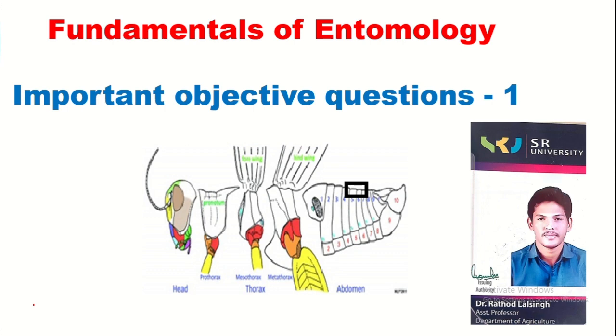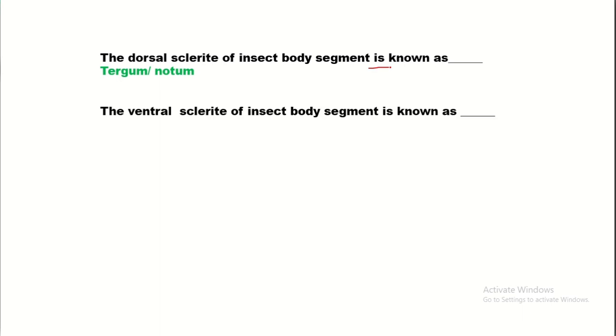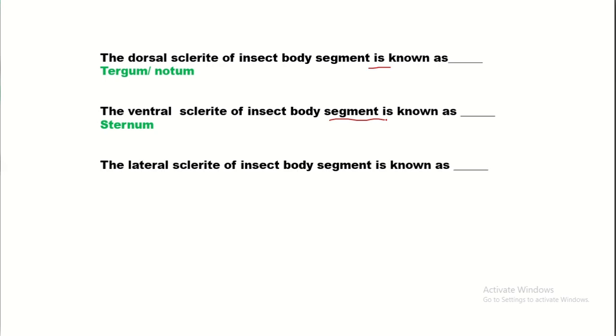The first question is: the dorsal sclerite of insect body segment is known as tergum or notum. The ventral sclerite of insect body segment is known as sternum. The lateral sclerite of insect body segment is known as pleura.